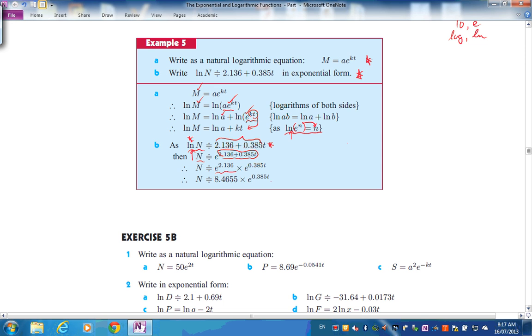to the 2.136 and e to the 0.358t. So it's just manipulations, because when we are modelling later on, we're going to be working with some reasonably complicated expressions, and this sort of behaviour or method uncomplicates it to a certain extent.